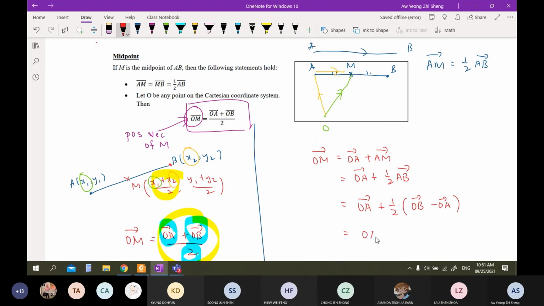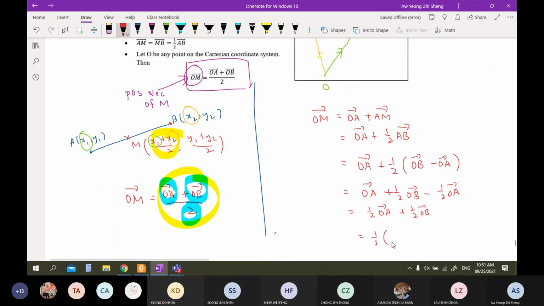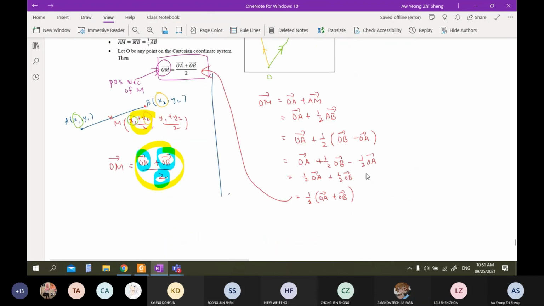Then distribute the coefficient of half: minus half OA. Simplifying the coefficients, you now have half OA plus half OB. Factoring out the half, you have half times OA plus OB. This is how the formula is obtained. OA plus OB over 2 is the same thing.